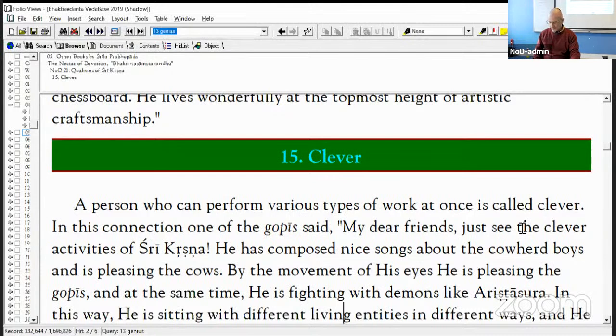Now, 15 is clever, and in Sanskrit this is chatura. Chatura. So, Prabhupada says, a person who can perform various types of work at once is called clever.